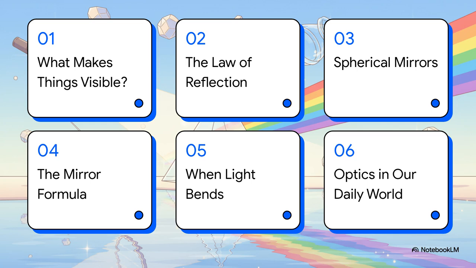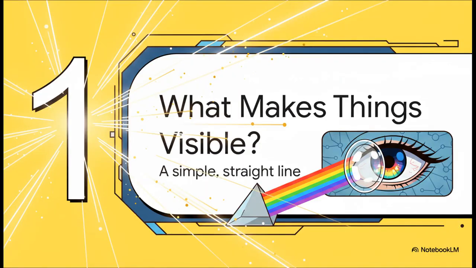So, how are we going to crack this whole spoon mystery? Well, first we'll cover the super basics, what actually makes things visible in the first place. Then we'll get into the simple rules of how light bounces, which is called reflection. After that, we'll jump right into curved mirrors, just like our spoon, and even check out the surprisingly simple math behind it all. Then we'll switch gears and see what happens when light bends instead of bounces. And finally, we'll see where all this stuff pops up in our everyday lives. Ready? All right, let's start at the very beginning.